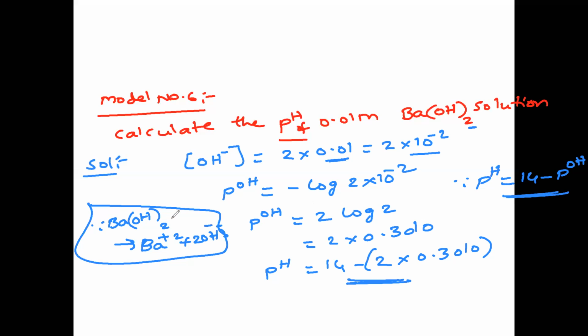These are all basic models up to only NEET level, and we'll do more questions, and advanced level and mains level also. For that, they'll give a little bit more calculation. So here also I'm not calculating. You can do the multiplication 0.3010 into 2 and 14 minus that. You'll definitely get the answer.